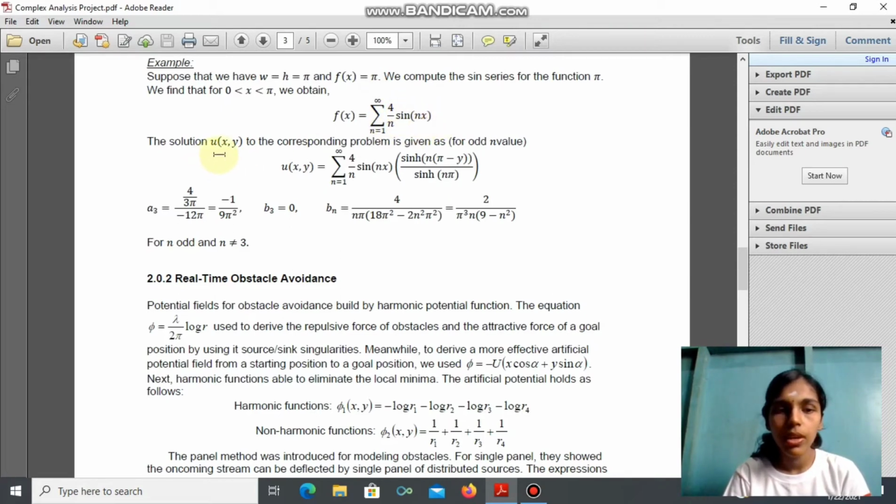The solution u(x,y) to the corresponding problem is given as u(x,y) equals the summation from n equals 1 until infinity of 4 divided by n sin nx sin n(pi minus y) divided by sin n pi. This is actually for all n values, and from here we can find the coefficients like a3, b3 and also bn, and these coefficients are also for n equals odd and n not equal to 3.